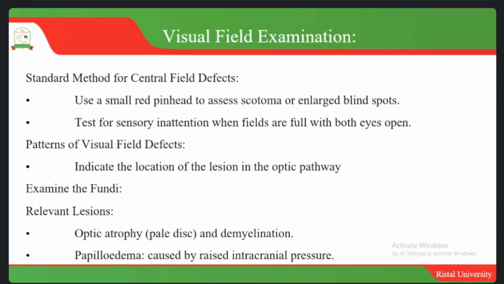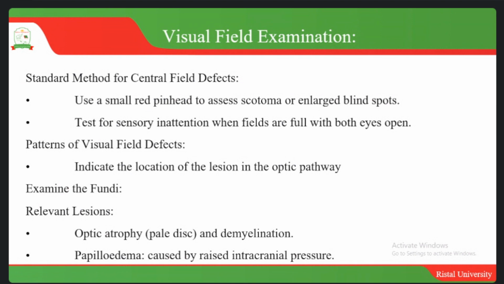Also examine the fundi, and you can tell. Relevant lesions can grow along these optic pathways, and you can tell which part exactly is affected. You can have optic atrophy, whereby the optic nerve or any part of the optic pathway is affected and has atrophied. So you can see a pale disc along that area, and also a demyelination kind of appearance, and you'll be able to tell that this is a lesion around this part.